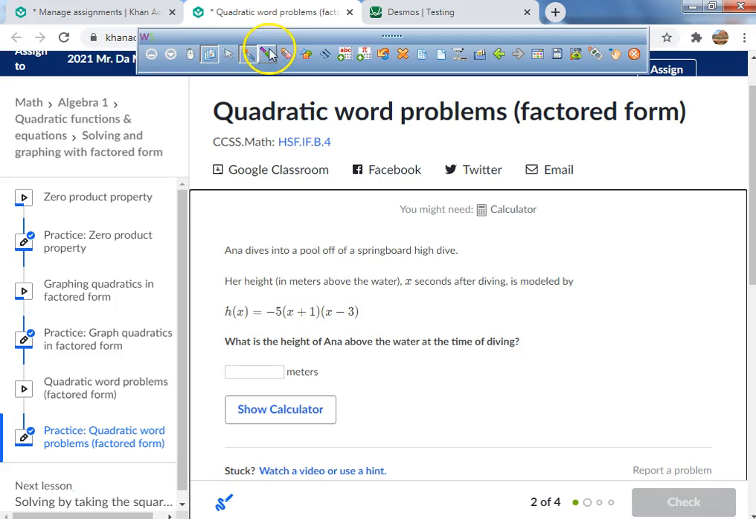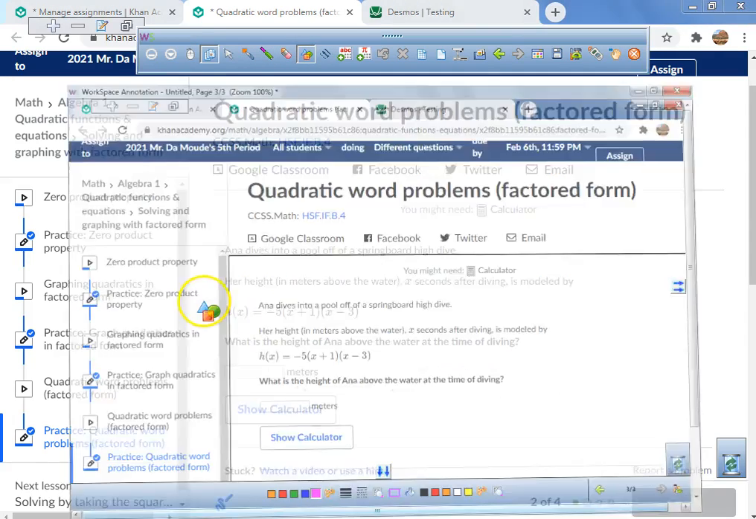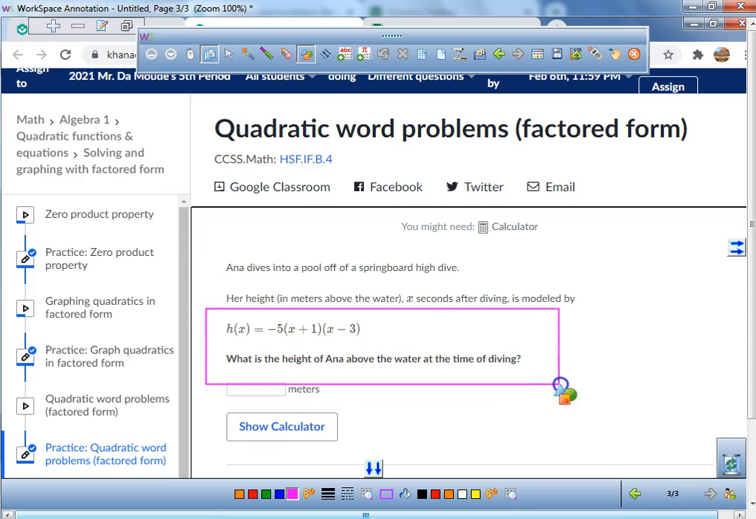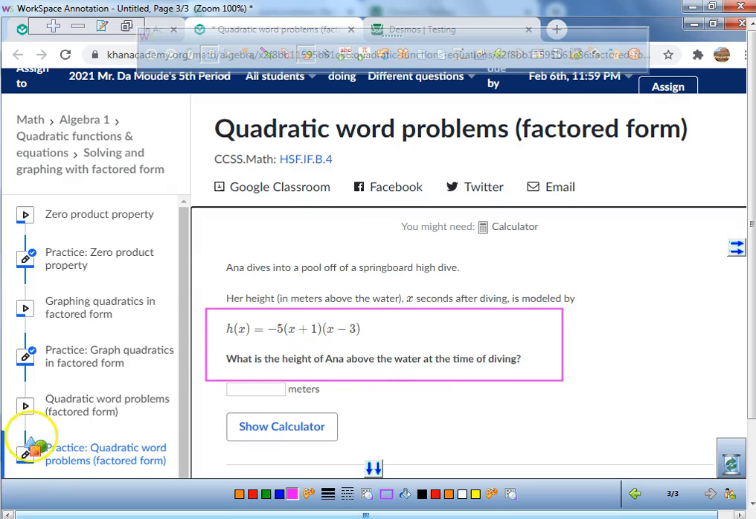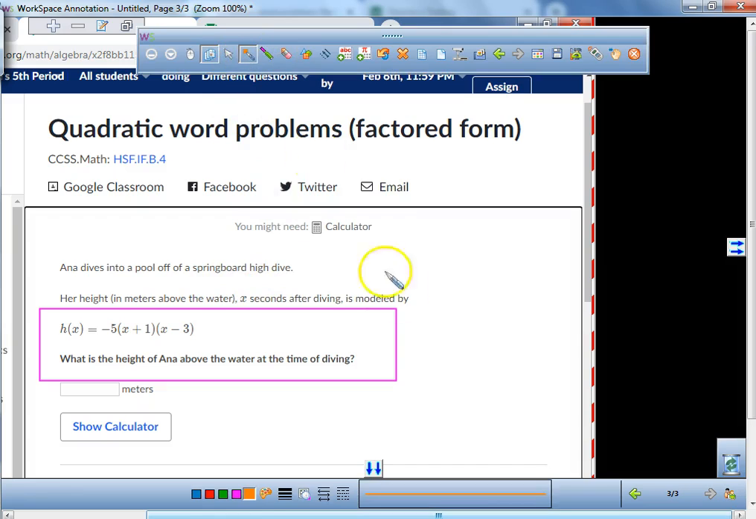So could you guys please, right here, write this down, and this would be the last problem that we do. Now it's going to be important that you don't have to write all the words, just write down the question and the function. I'm going to pause the video while my students give some time to write. All right, now you don't have to do this drawing. I'm just going to make a little drawing. It says Anna dives into a pool off of a springboard high dive. All right, so I just want you guys to imagine there being a springboard high dive, and then she jumps off of it, right, and then goes into the pool of water.